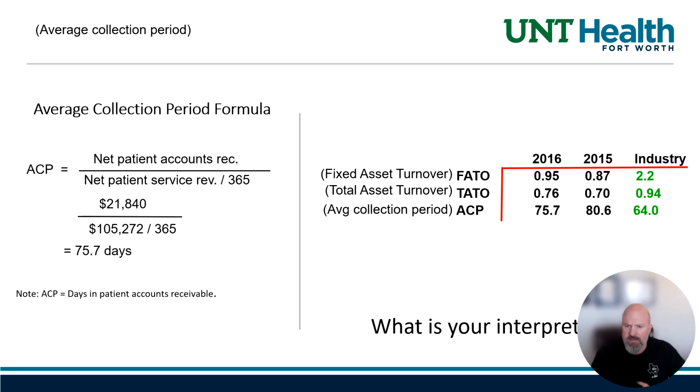When you look at it on a table, your fixed asset turnover or your total asset turnover and your average collection period, comparing 2015 to 2016, you can see that there was some improvement there. Your average collection period went down. That's good. They were at 80.6 days, so they came down to 75.6, which is good. The industry standard is 60.4. That's pretty common because your insurance companies, your private payers, like to drag out those days and make you wait on your pay.